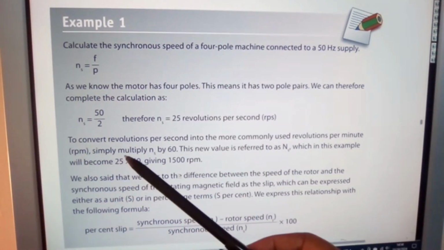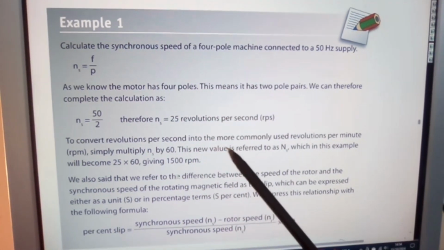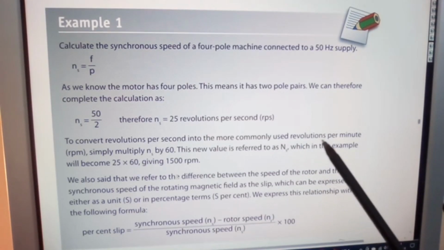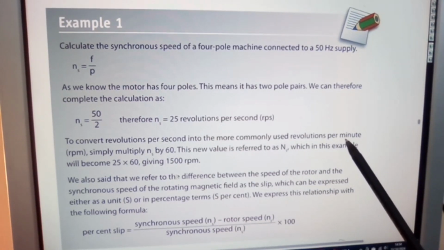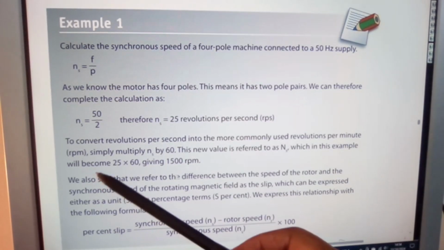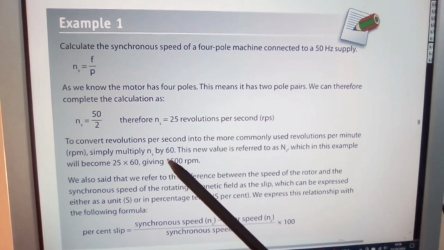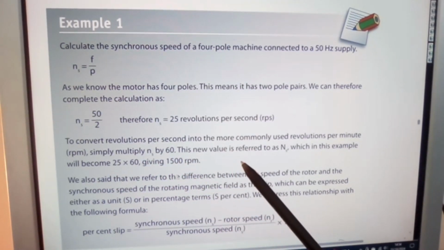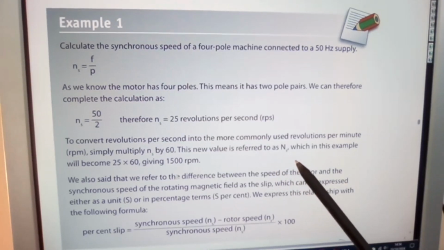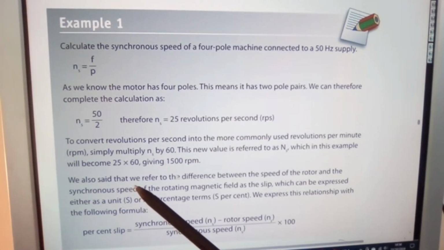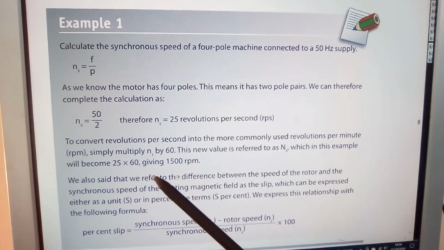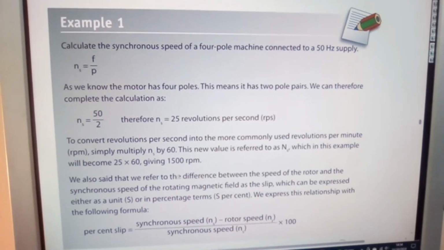To convert revolutions per second into the more commonly used revolutions per minute, simply multiply n by 60. This new value is referred to as Ns, which in this example will become 25 times 60, giving 1500 revs per minute.